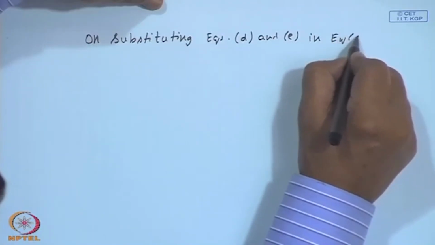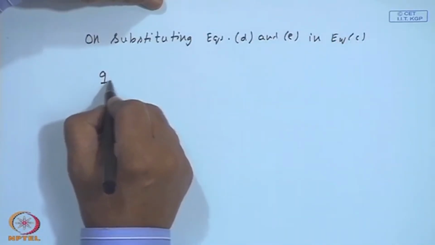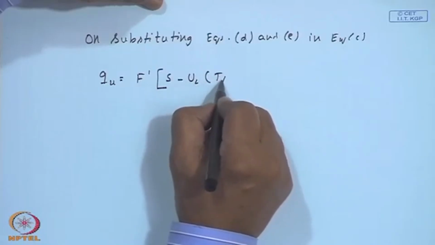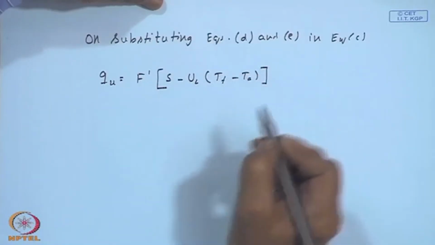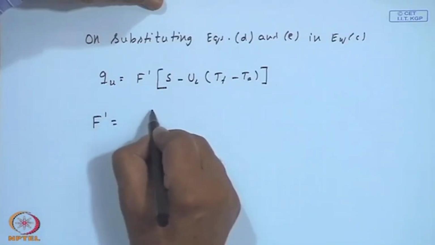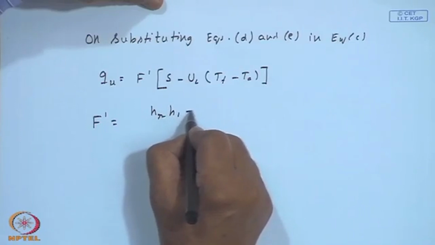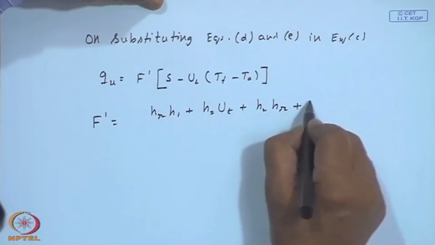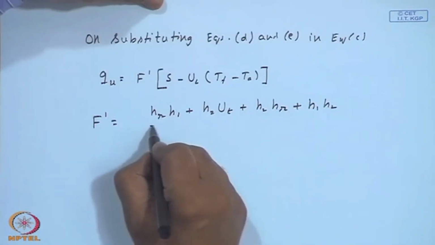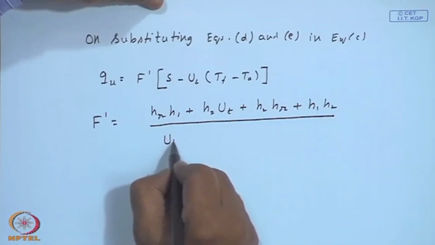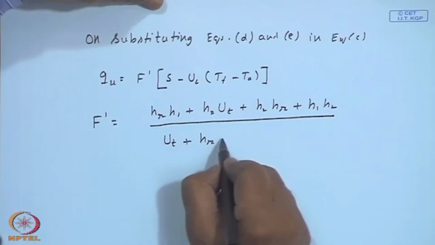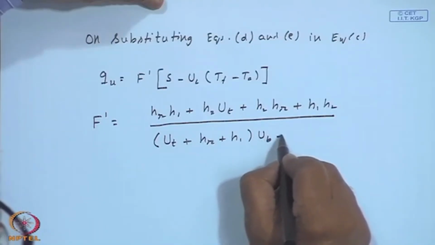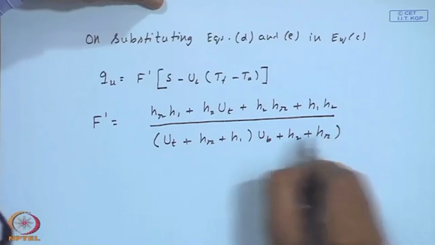So, what really matters is your Qu is F dashed times [S minus Ul times (Tf minus Ta)], where F dashed is [Hr H1 plus H2 Ut plus H2 Hr plus H1 H2] upon [(Ut plus Hr plus H1) times (Ub plus H2 plus Hr) minus Hr square].